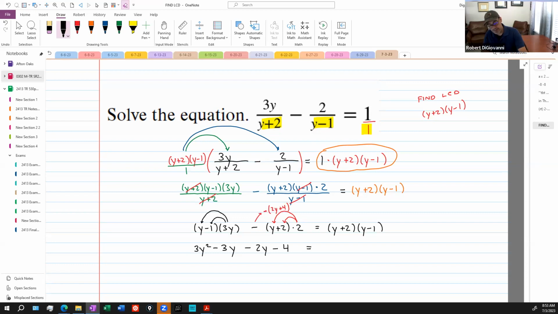And then on the right-hand side, I'm gonna FOIL. Y times y, y squared. Y times negative 1, negative y. 2 times y is 2y. And 2 times negative 1 is negative 2.